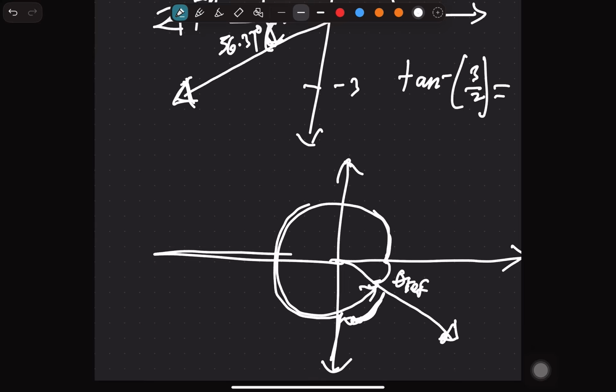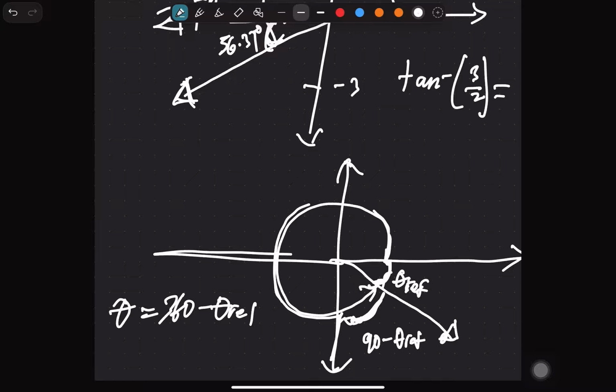Now this remaining angle can be gotten by 90 minus the reference angle we've calculated. But that might look a bit longer than just subtracting this reference angle from 360. We see that the entire argument we are talking about is just this reference angle short of 360 degrees. So we can just compute our argument by doing 360 minus that reference angle we've calculated.